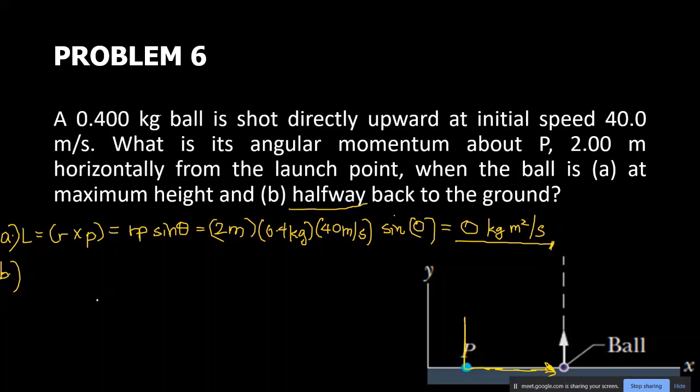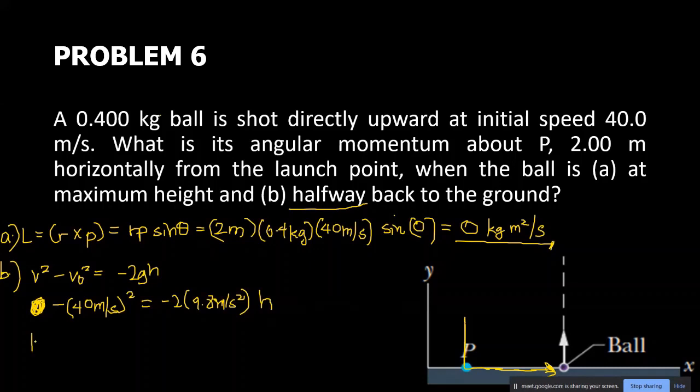In order to find the height, we will use the kinematic equation. So that is v squared minus v0 squared equals negative 2gh. At maximum height, your v squared is 0. Your initial velocity is 40. I mean, the 0 earlier, that is the final velocity, not the final height. That is negative 2 times 9.8 meters per second squared, and we are looking for the height. So the height is negative 40 squared over negative 2 times 9.8 meters per second squared.